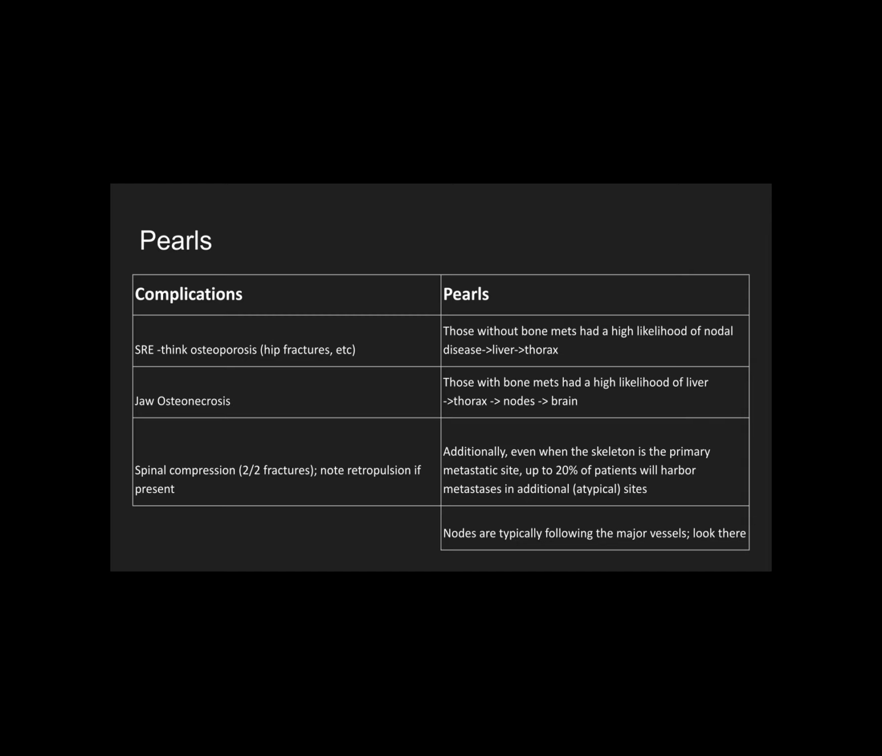I had a really hard time initially evaluating lymph nodes on MRI, but it's really important to know that typically nodes will follow the major vessels. So if you are unsure, just keep your eyes on the internal and external iliac vessels, and you'll likely see abnormal lymph nodes if you follow them there.